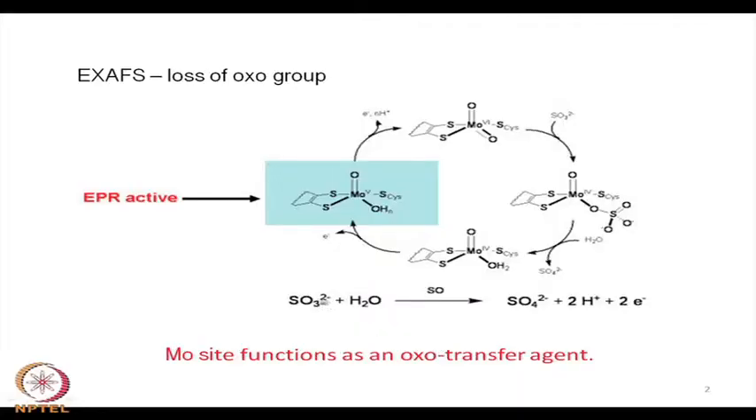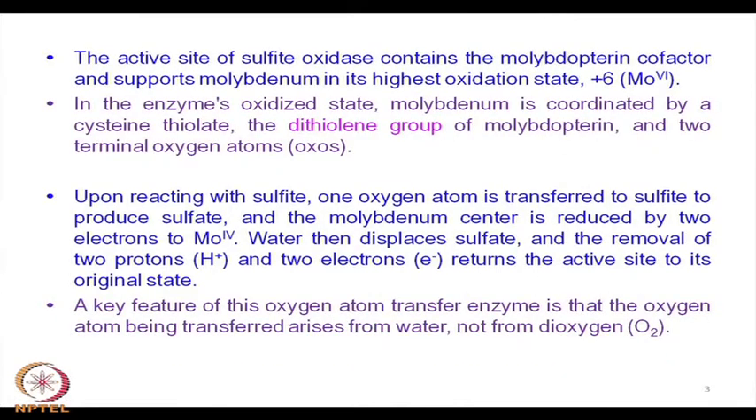So, once this is formed, the sulfide is attacking the sulfite oxidase and sulfate is formed, and you are transferring nicely this oxo group to the inorganic anionic form, that means the sulfite group. We can summarize here that the active site of sulfite oxidase contains the molybdopterin cofactor. In the last class we discussed what the molybdopterin cofactor is, and this sulfur coordination around a double bond in the backbone is stabilizing the molybdenum in its highest possible oxidation state, +6. The enzyme in the oxidized form is coordinated to a cysteine thiolate, and another interesting group from the molybdopterin unit is the dithiolene group.